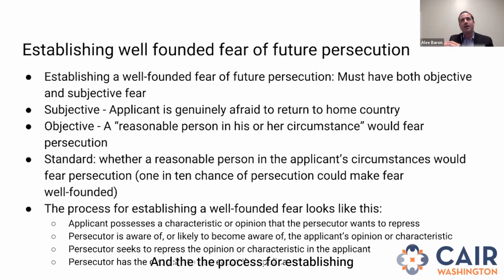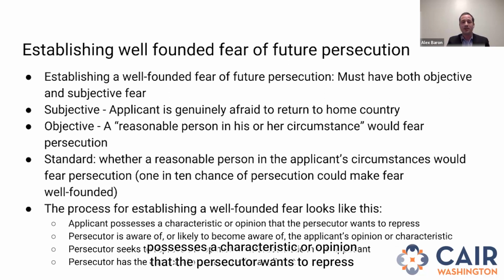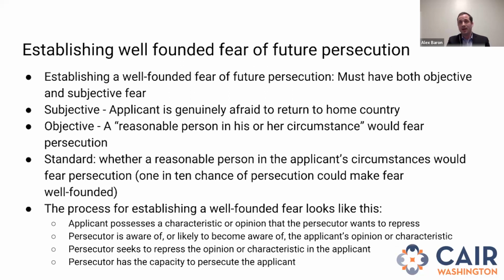The process for establishing this point in an asylum case, or I should say the process that has to be described, is that the applicant first possesses a characteristic or opinion that the persecutor wants to repress. And we'll talk a little bit more about this later. Second, that the persecutor is aware of or likely to become aware of the applicant's opinion or characteristic. And then the persecutor seeks to repress it. And finally, you have to show that the persecutor has the capacity to persecute the applicant because basically they have power over the applicant because they're either the government or they're a group the government can't control. Next slide.